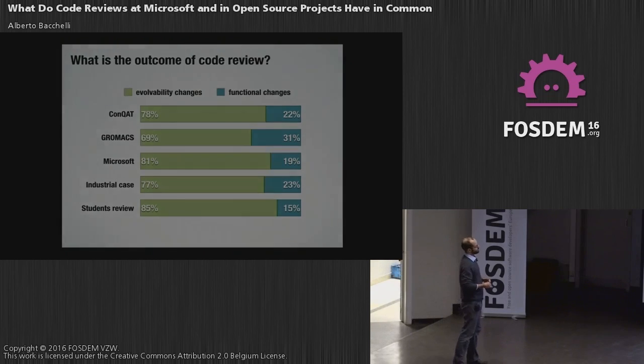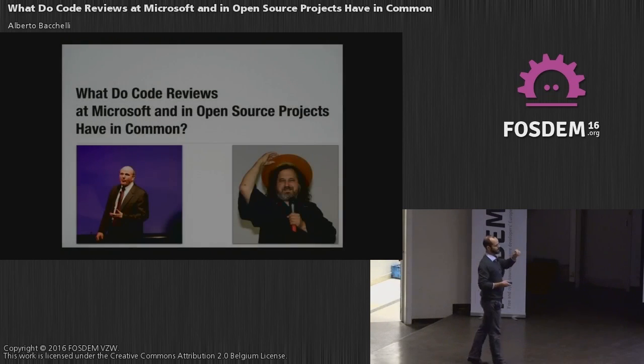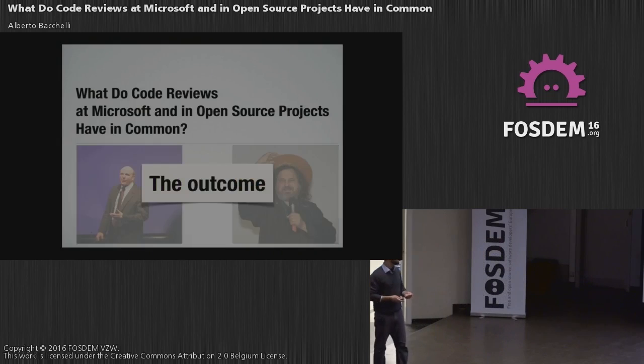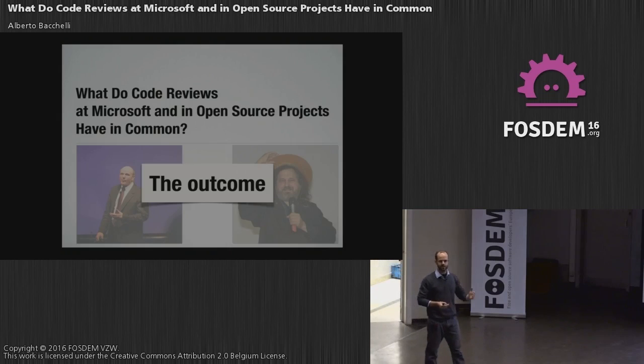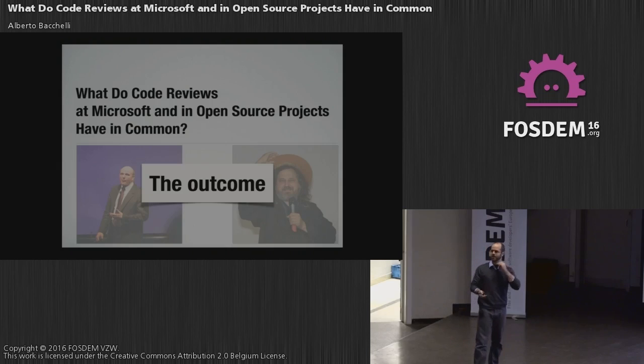So basically, the answer to the question, the title of this talk, what do they have in common? Well, it's the outcome. The motivation for Microsoft developers is finding bugs, but this motivation is not met. You know, it's for improving the code. But it's really amazing how, given that you have different motivations, the outcome is actually the same, isn't it?